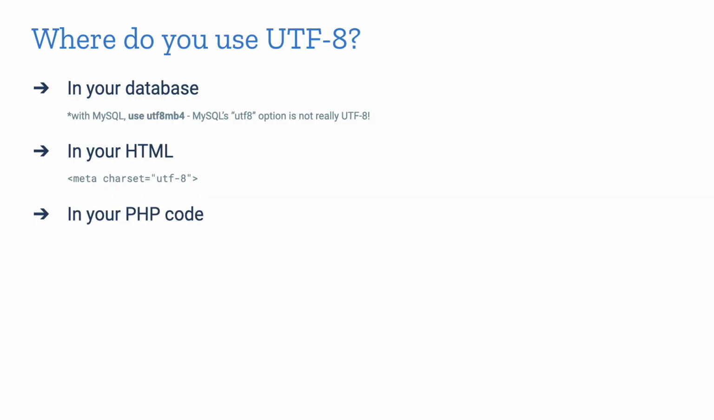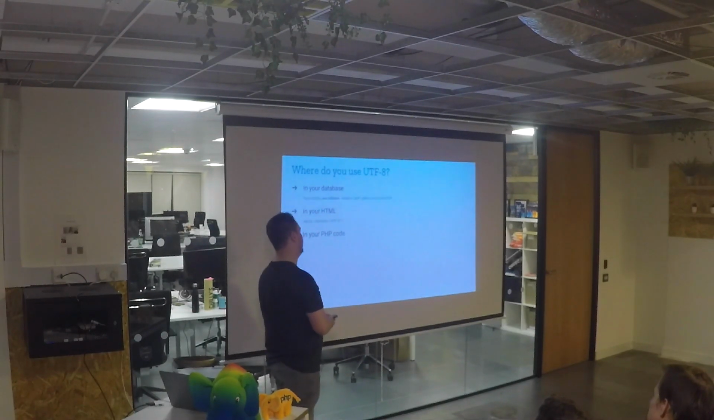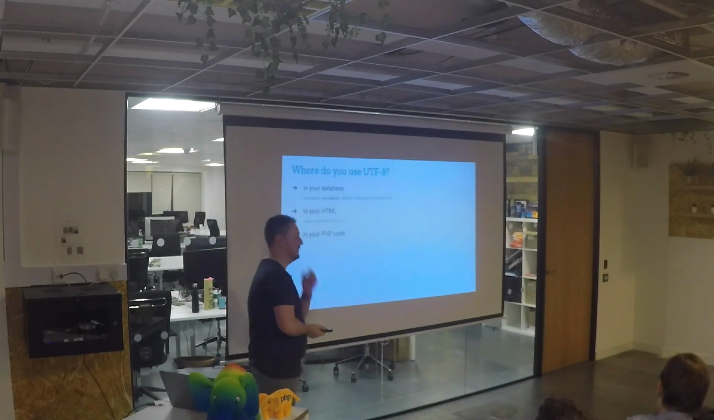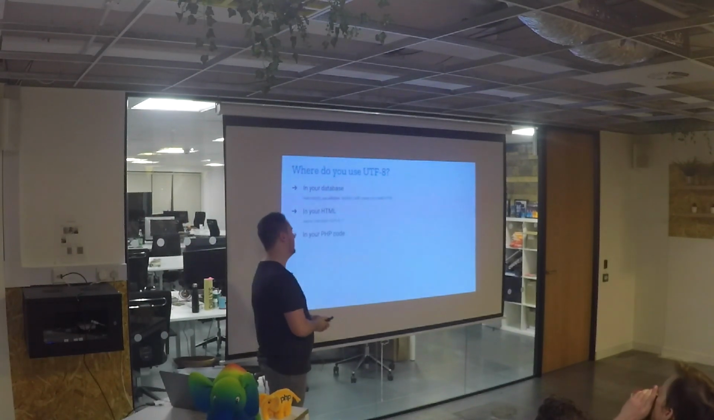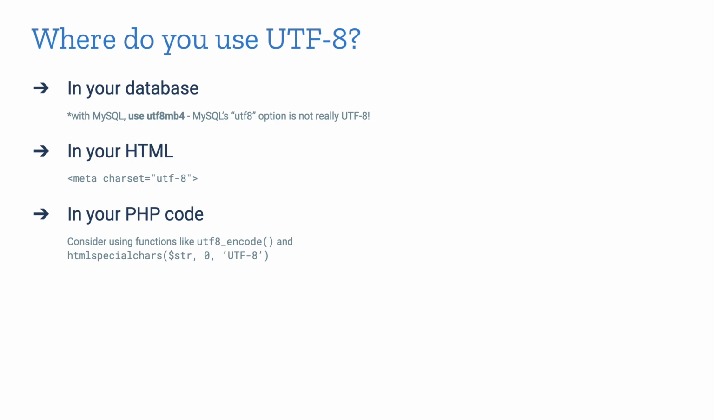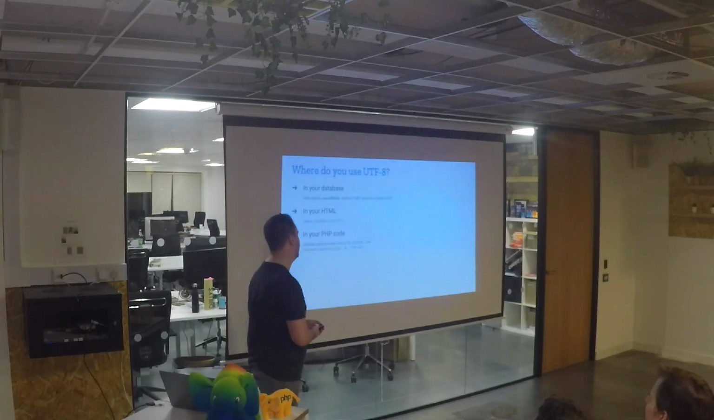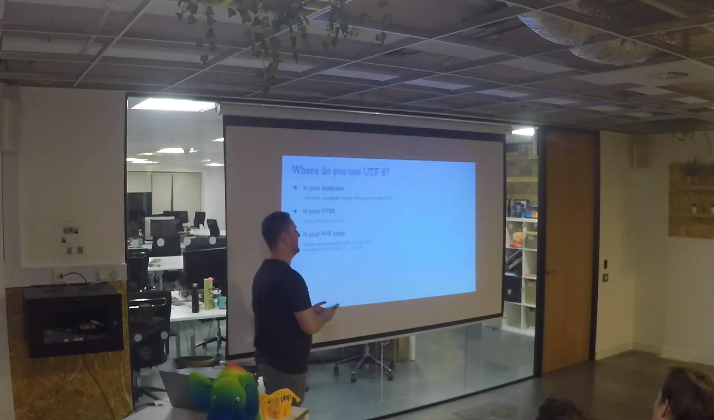In your PHP code, there's a lot of places that you need to worry about accepting UTF-8 and how you deal with it. There's a lot of particular functions that PHP has that deal with this. So there's UTF-8 encode, which you probably want to use if you're importing data into DOM document, if you're dealing with HTML or XML. There's lots of functions like HTML special characters that accept a character set as a parameter, and you need to make sure that you read the documentation for your functions and that they'll work with the encoding type that you want to use.